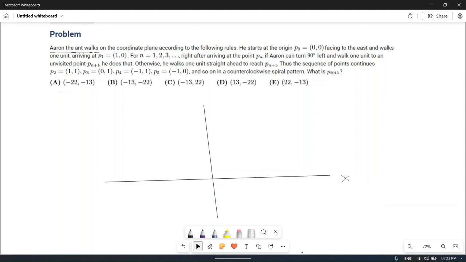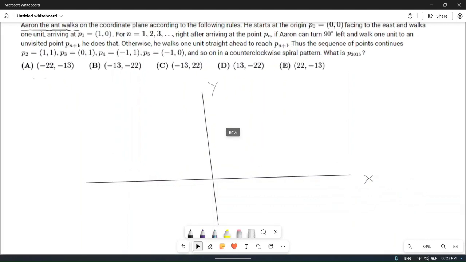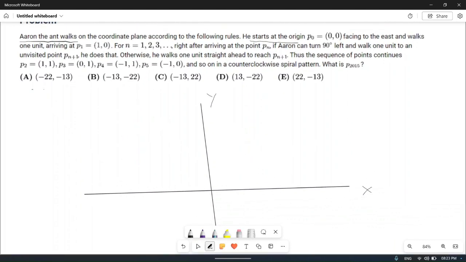So this is my x-axis. This is my y-axis. He starts at origin P0. So this is my origin P0, (0, 0), facing to the east. So this is my north, this is south, east and west. It walks 1 unit and arrives at P1. So it's walking 1 unit here and reaching P1, (1, 0).